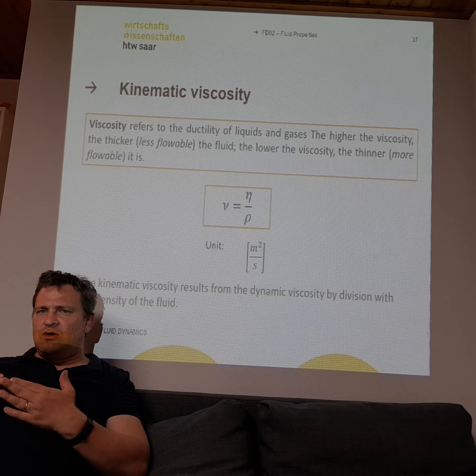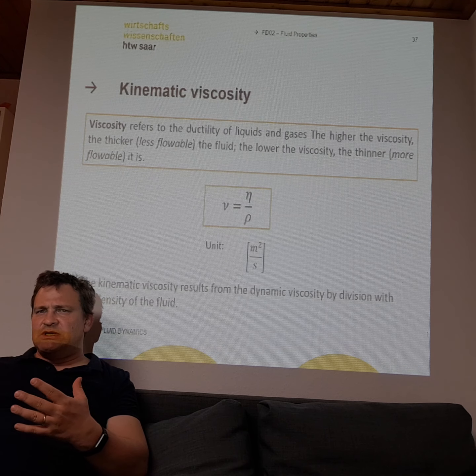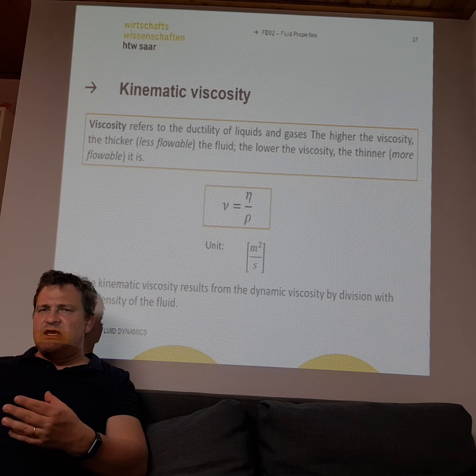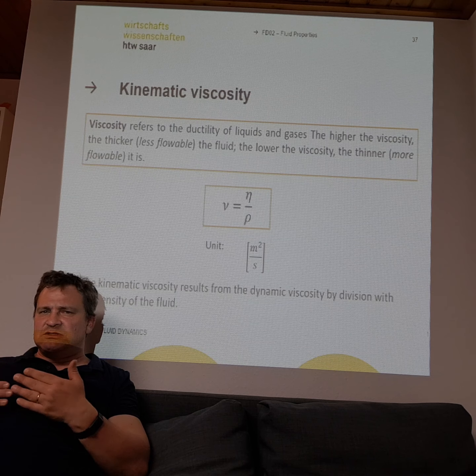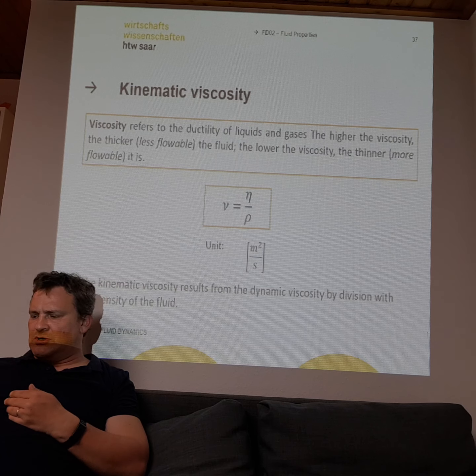If you have a motor oil and the motor block is cold, then the viscosity is higher, and if it gets hot, the viscosity gets a bit lower.